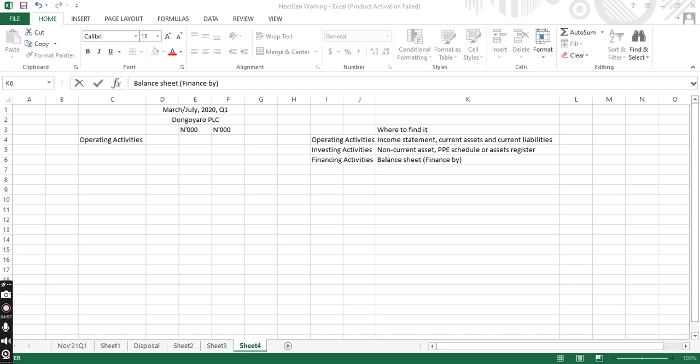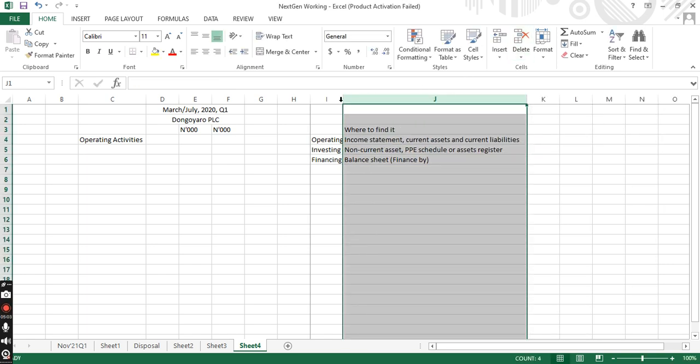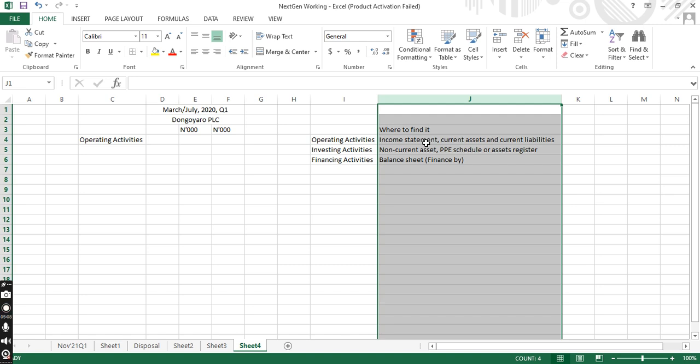Now, what am I trying to do here? When we say financial statement, there are two basic things that we have: the income statement and the statement of financial position. Every other account is found in these two. For instance, your PPE schedule is in your balance sheet. Your statement of changes in equity is also in your balance sheet. That's where we have the financing side, right?